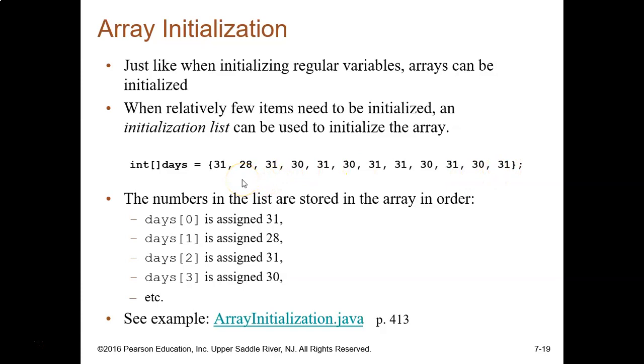But we didn't have to say new int with a 12 and then fill it. We can initialize it at the same time. So the numbers in the list are stored in the array in order. So at days subscript 0, it has element 30, it has value 31. Right here is index 0. And it stores them all in there just as they are listed when you initialized the array.